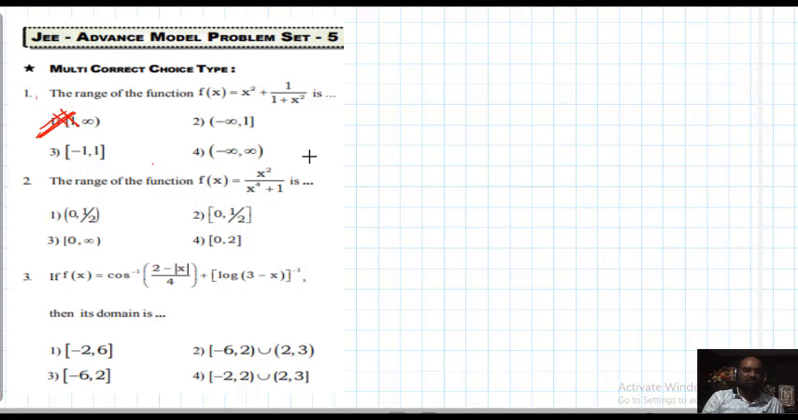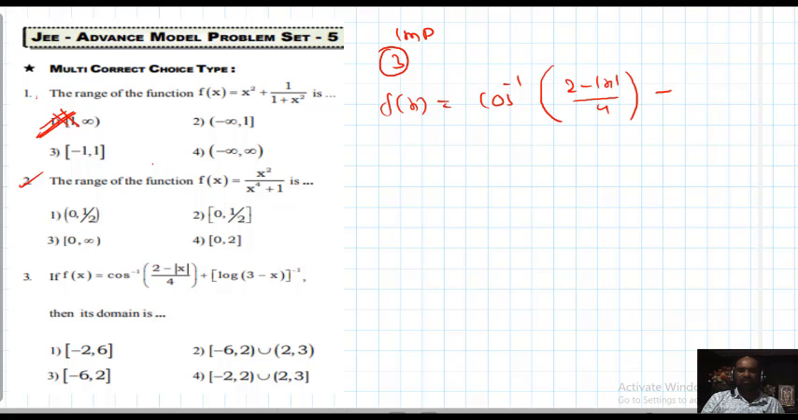Okay friends, range, this is already explained. Now domain, an interesting problem. The third one is a super problem, an important model. f of x equals cos inverse of 2 minus mod x by 4, plus, I will write, 1 by logarithm of 3 minus x.